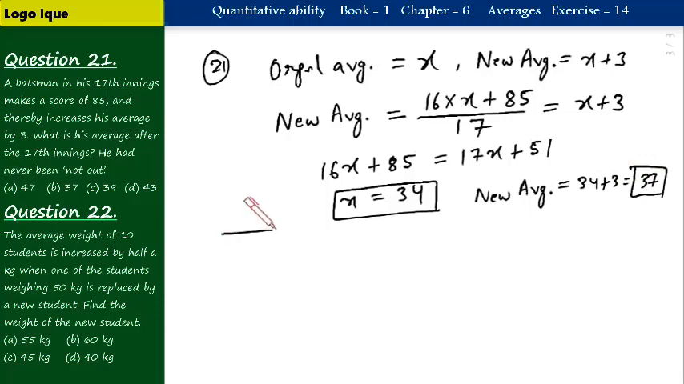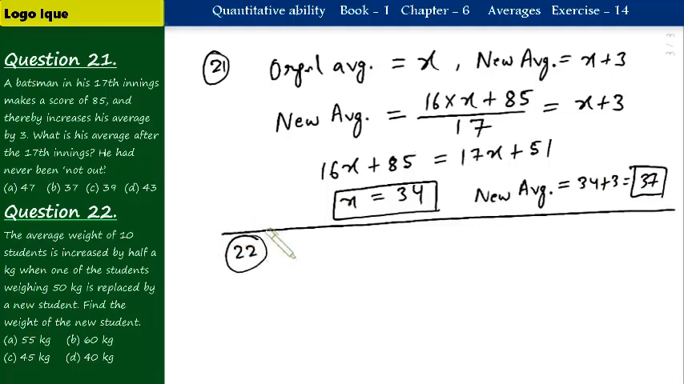Question number 22. It says the average weight of 10 students is increased by half a kg when one of the students weighing 50 kg is replaced by a new student. Find the weight of the new student. Let's see. Suppose the original average weight is x. That means the new average weight must be equal to x plus 0.5.